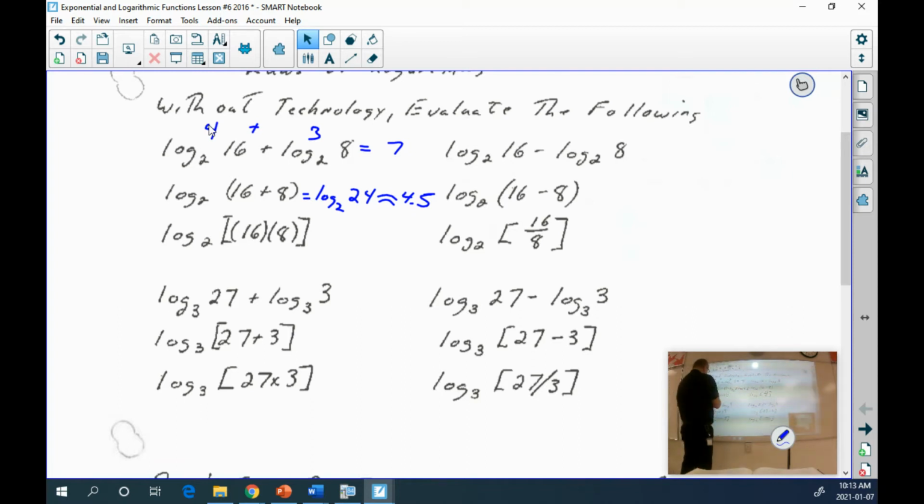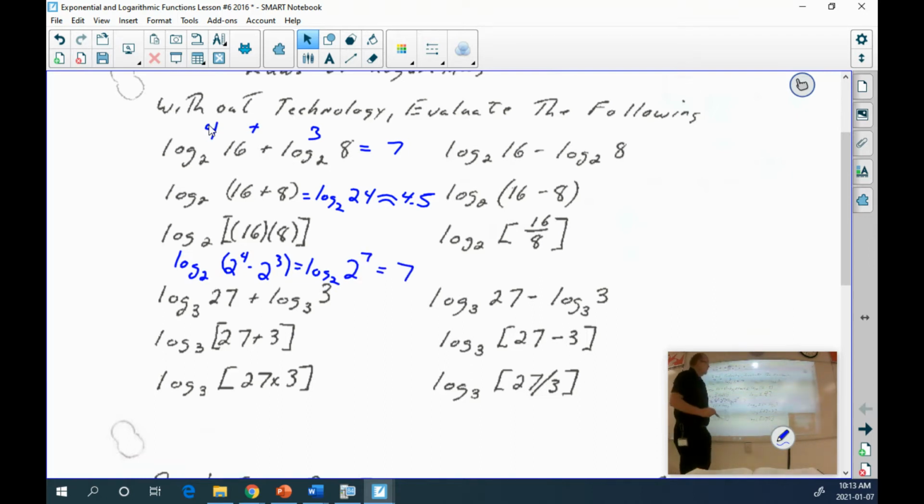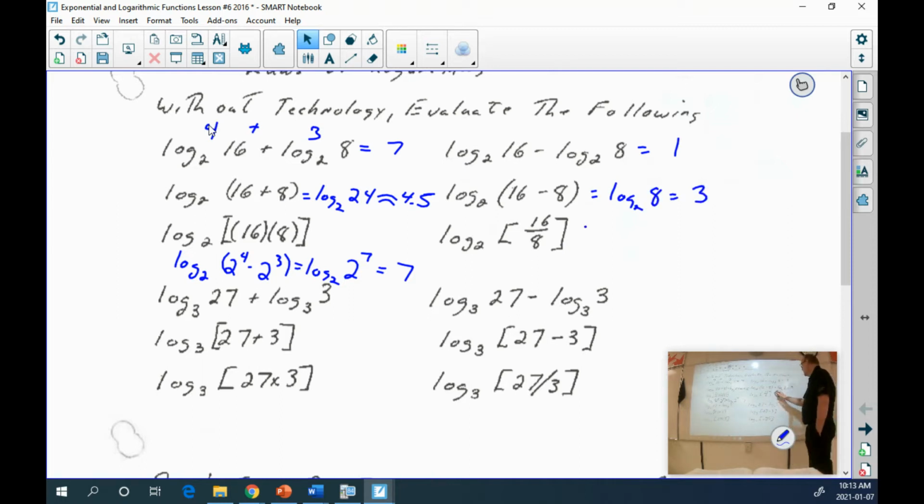What we can do here, log base 2 of 16 times 8, without having to grab a calculator, I'll write 16 as 2 to the 4 and 8 as 2 to the 3. So this becomes log base 2 of 2 to the 7, so the answer is 7. Over here, using the same basic idea, 4 minus 3 is 1. We have log base 2 of 8, which we know is 3. And then we have log base 2 of 2, which is 1.